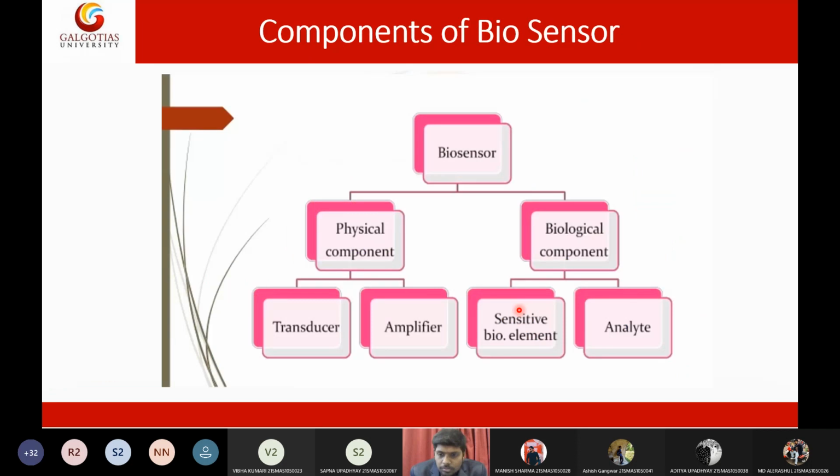The components of a typical biosensor: it will have a physical component and a biological component. Physical components include a transducer and an amplifier, whereas the biological component includes a sensitive element and an analyte. So these are the basic components of a biosensor.